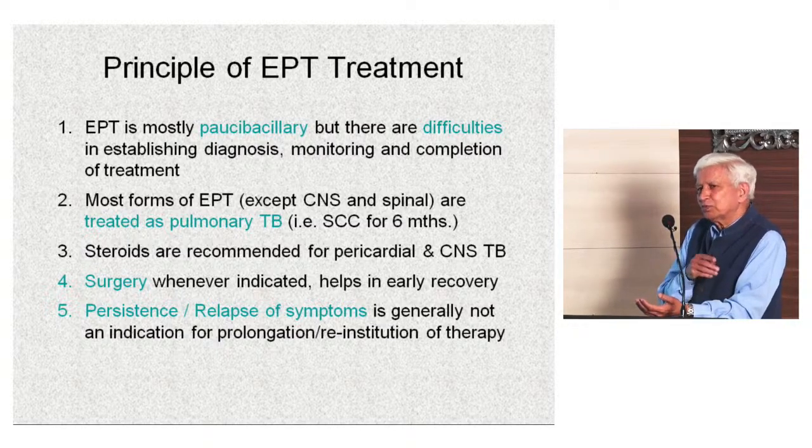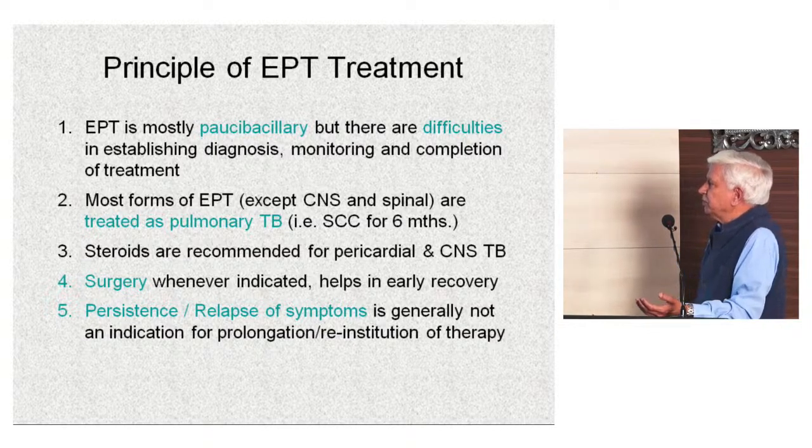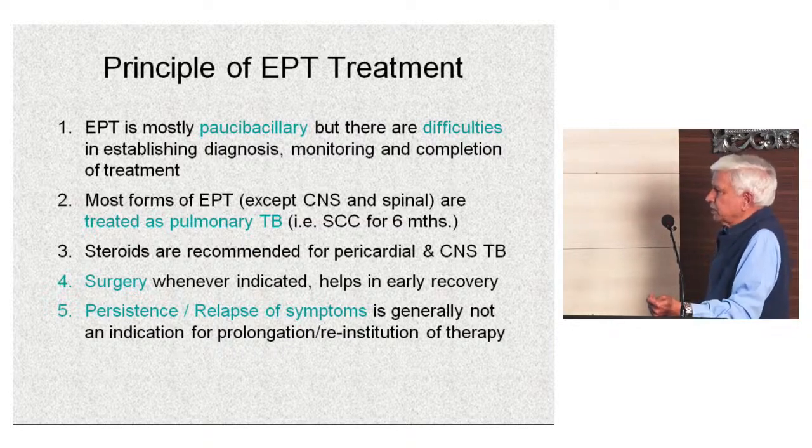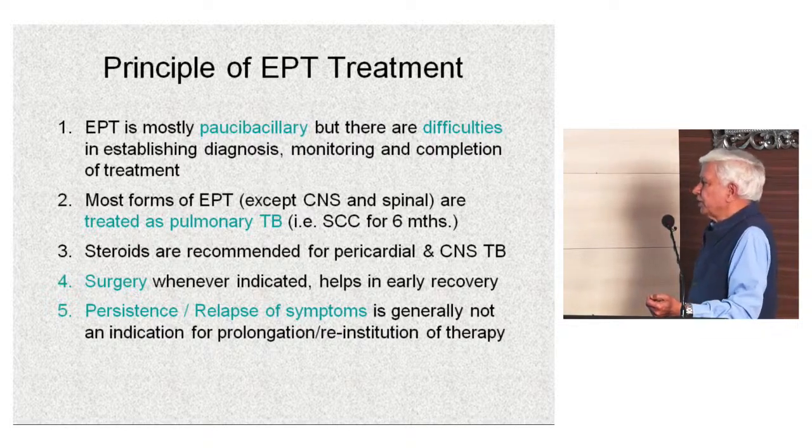The severity is because of the underlying organ dysfunction, see. But anyway, most forms of extrapulmonary tuberculosis, except CNS and spinal tuberculosis, are treated as pulmonary, which means a short course chemotherapy for 6 months. And steroids are sometimes given for pericardial and CNS tuberculosis. Surgery is required whenever indicated. It may help in early recovery. We'll come to this point very soon, you see.